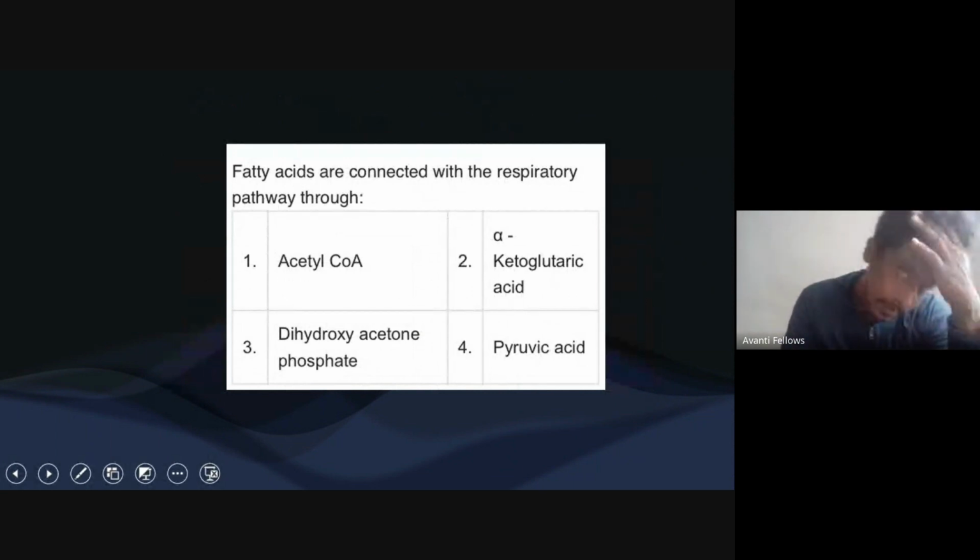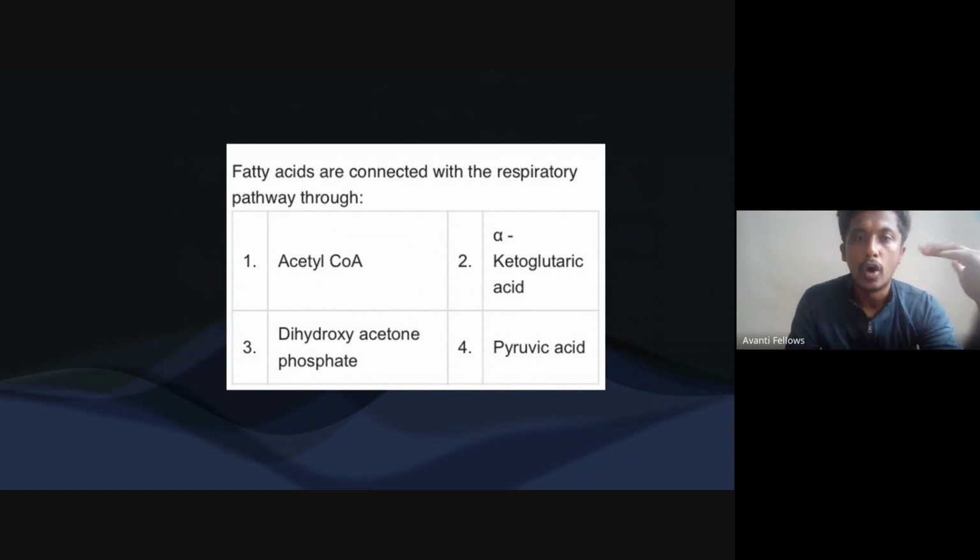Fatty acids are connected with the respiratory pathway through. Okay, so we have the options acetyl CoA, alpha ketoglutaric acid, dihydroxyacetone phosphate, and then we have pyruvic acid. So this is a very interesting question. Fatty acids are connected with the respiratory pathway through acetyl CoA, alpha ketoglutaric acid, dihydroxyacetone phosphate, or pyruvic acid. Okay, just think about it.